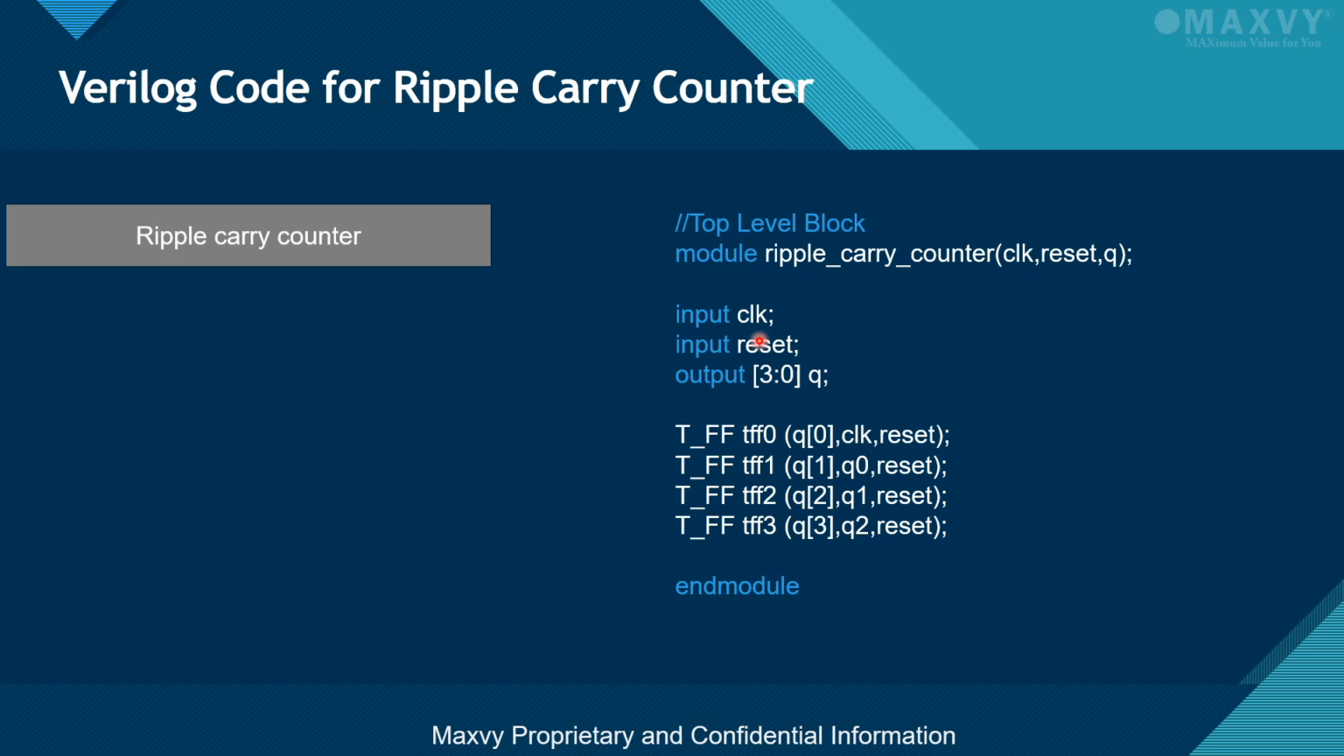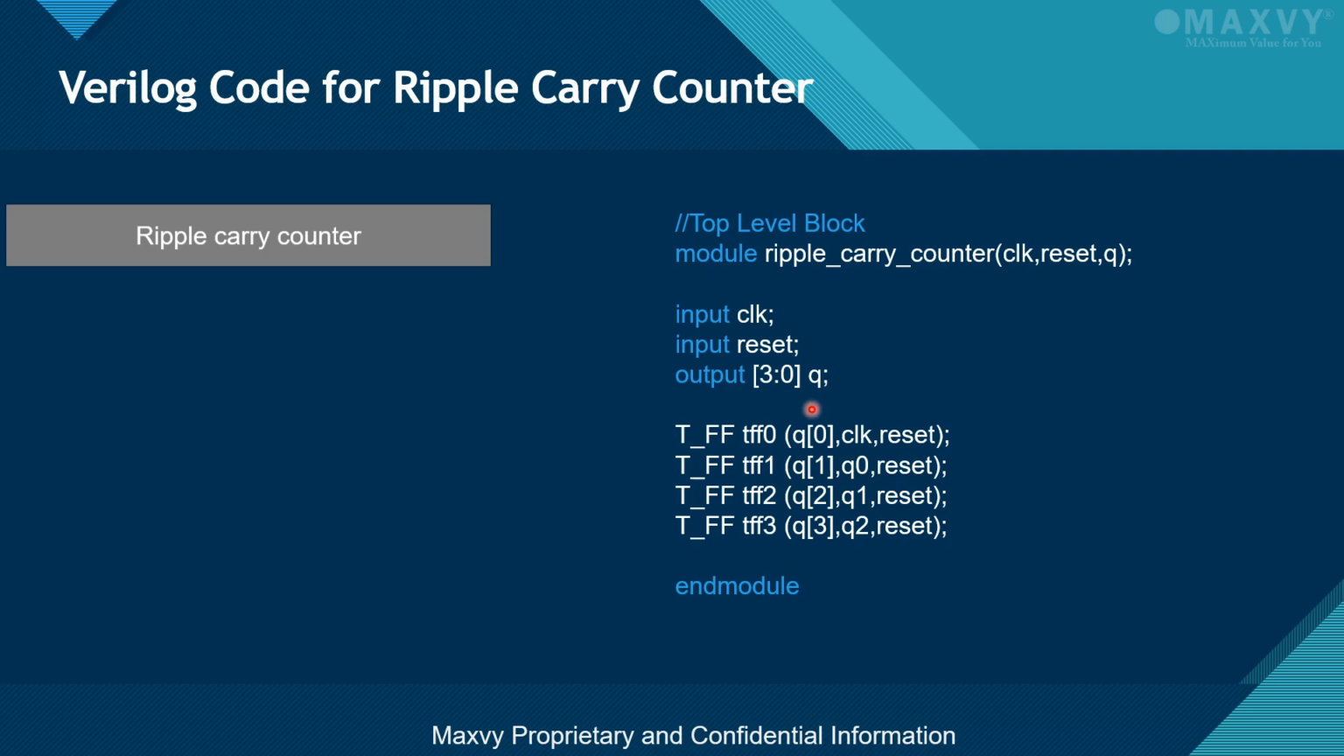The clock is the clock input that drives the counter. Reset is used to initialize or reset the counter to 0, and the Q is the 4-bit output that represents the current count value of the counter. Within this module, we have instantiated 4 T flip-flop modules, which are toggle flip-flops.